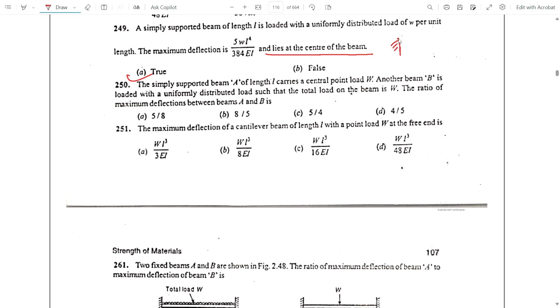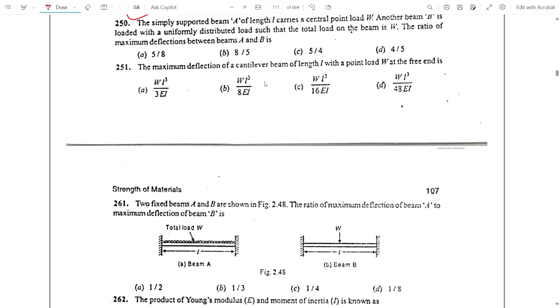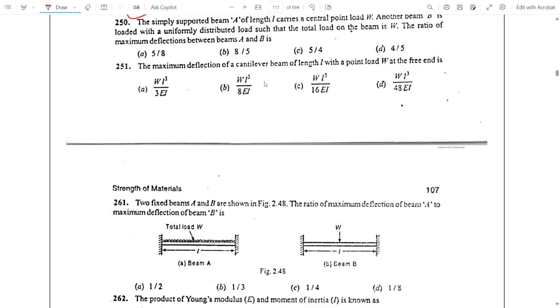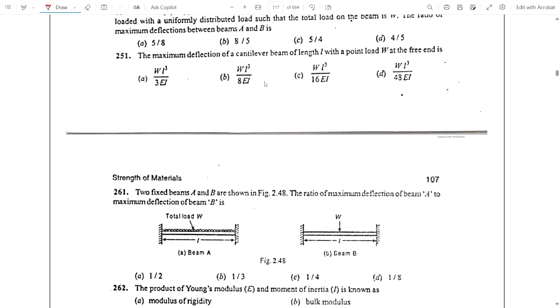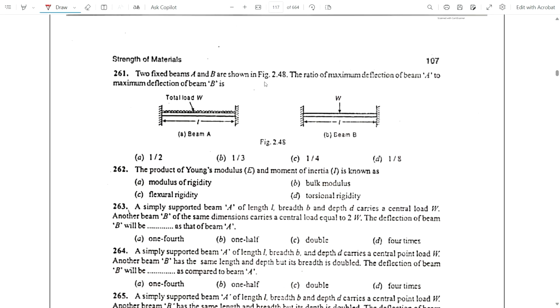For a simply supported beam, if there is a UDL, then the maximum deflection will be at the center. It was 5/384 WL to the power 4 by EI. It is true. Okay, now coming to question number 250.